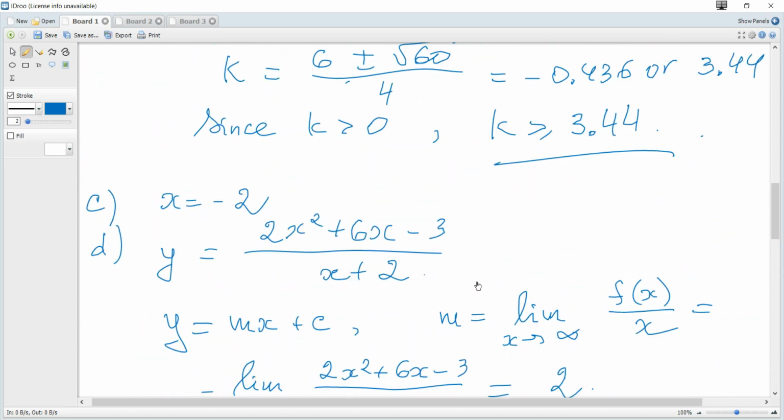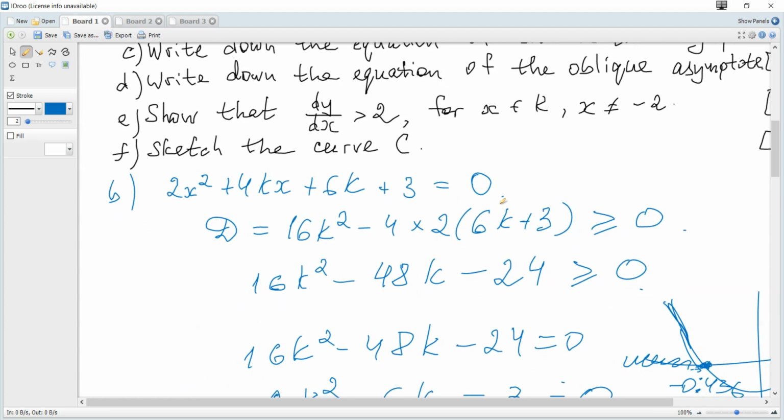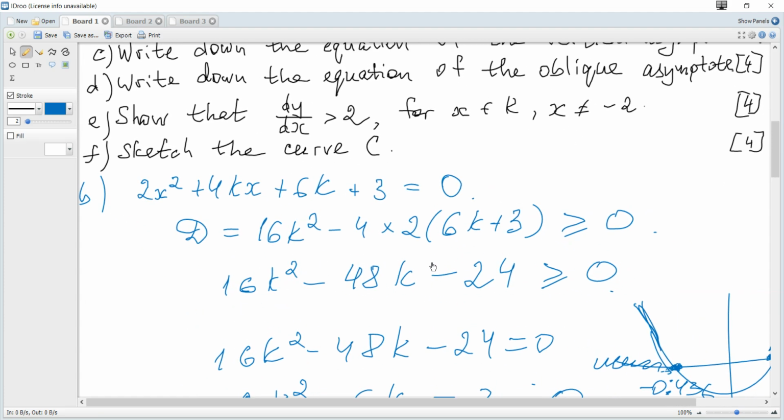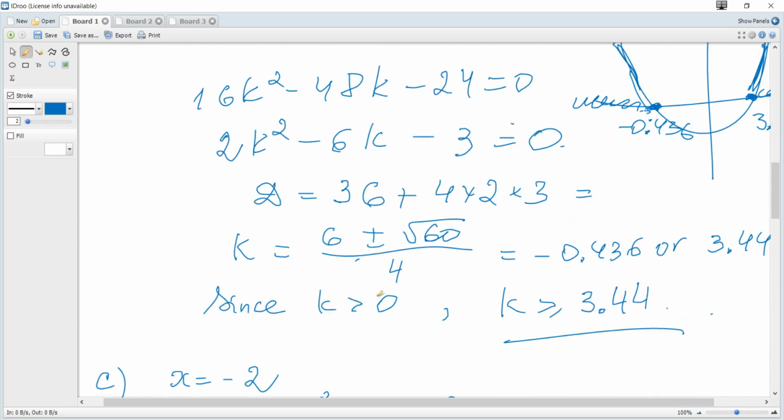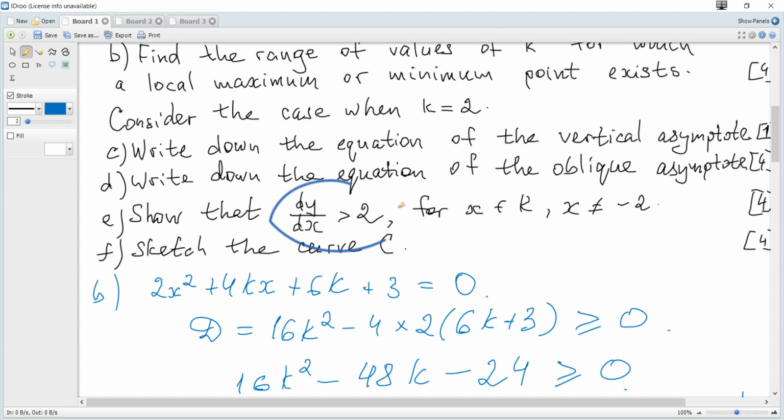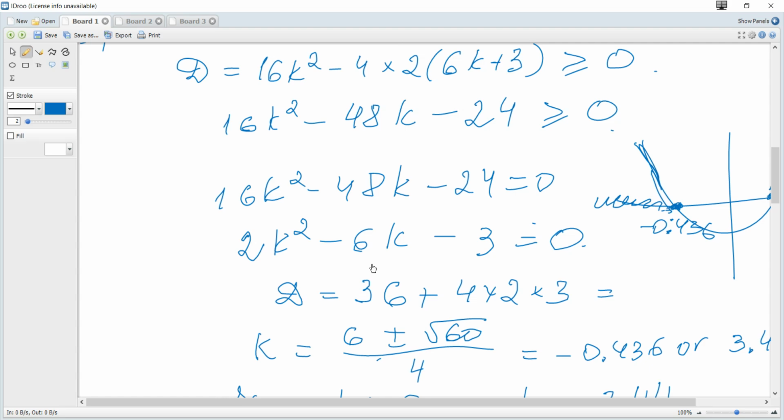The next, sketch the curve, and xy intercepts are not required here. From the previous question, what does it mean when the derivative is greater than 2 always for all x? It means the derivative is positive, and a positive derivative implies that the function is increasing. So everywhere the function is increasing, and there is a vertical asymptote at x is -2, and also there is the oblique asymptote.